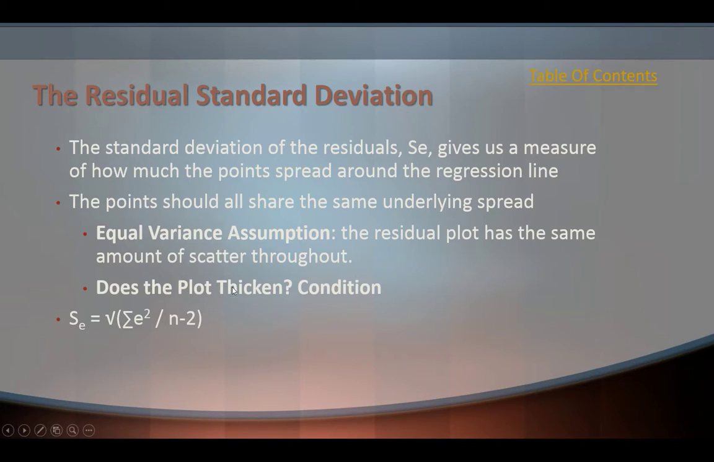So then, residual standard deviation. The standard deviation of the residuals, SE, gives us a measure of how much the points spread around the regression line. The points should all share the same underlying spread. Equal variance assumption: the residual plot has the same amount of scatter throughout. Does the plot thicken? condition. So SE equals the square root of the sum of E squared divided by N minus 2.